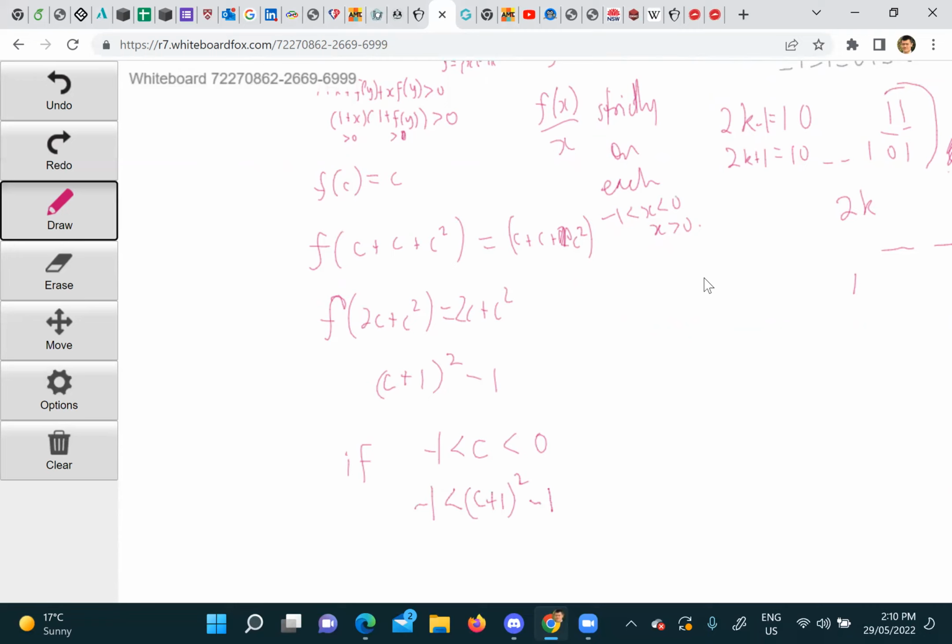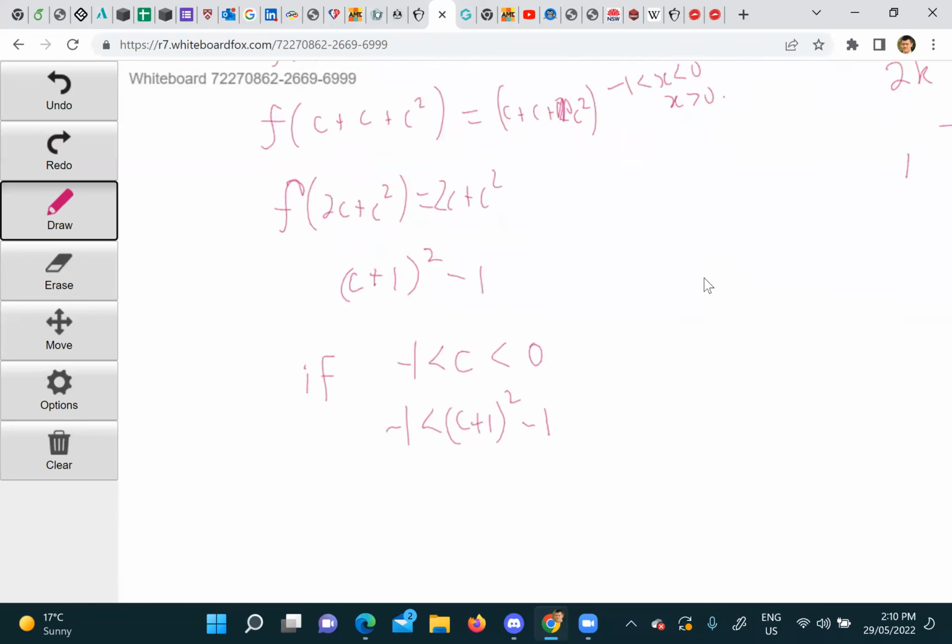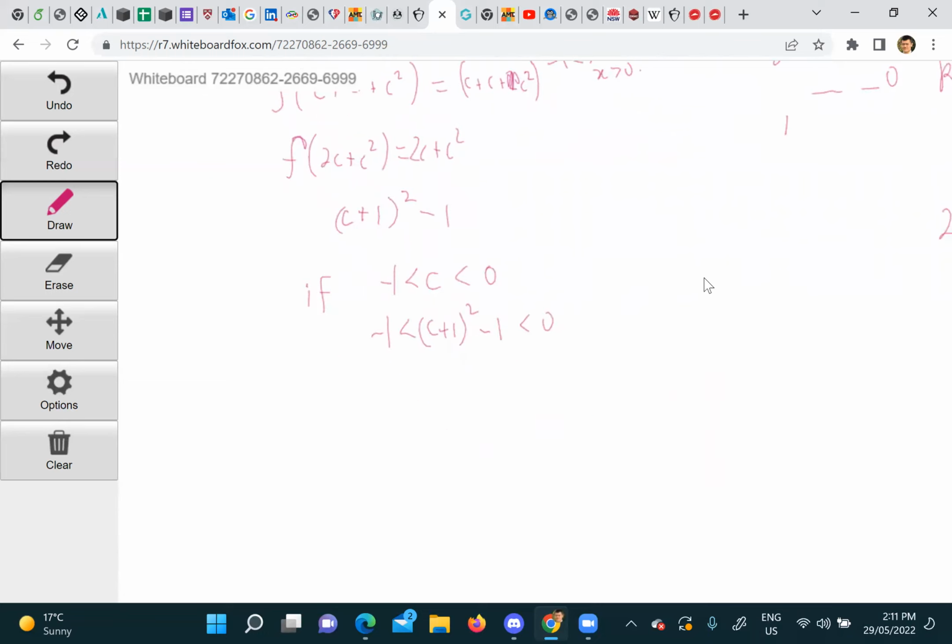Is it obviously less than 0? Yeah, because you can just put the plus 1 on the other side. Because c plus 1 is between 0 and 1, and then the square is also between 0 and 1. And if c is positive, then c squared plus 2c is larger. So it contradicts the strictly increasing condition that we have.